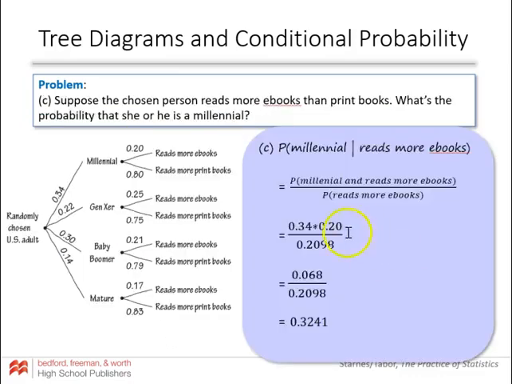Okay, and so when I do this multiplication on top, I get 0.068, and then our division is 0.3241. So given that a person reads more ebooks than print books, there is about a 32.41% chance that he or she is a millennial. All right, and that's it for 5.3.